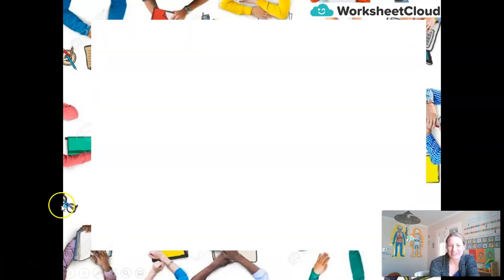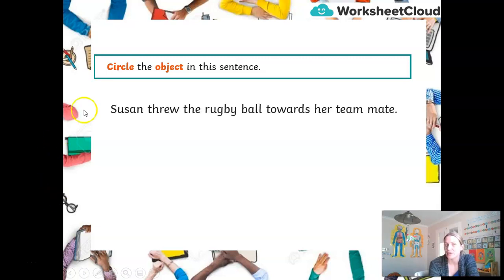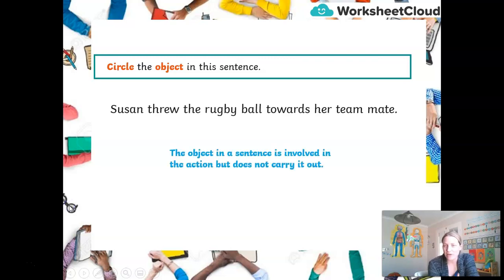Okay, let's see how you get on with the next question. Circle the object in this sentence. Now, hopefully you will remember that all English sentences need to have a subject, an object, and a verb. Susan threw the rugby ball towards her teammate. So I'm asking you for the object. Remember, an object in a sentence is involved in the action but does not carry it out. Usually the action is occurring to the object. And remember, the object is receiving the verb from the subject. So what is the noun in the sentence, okay?